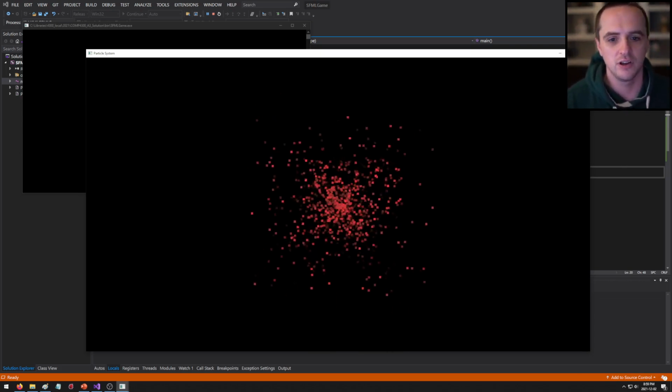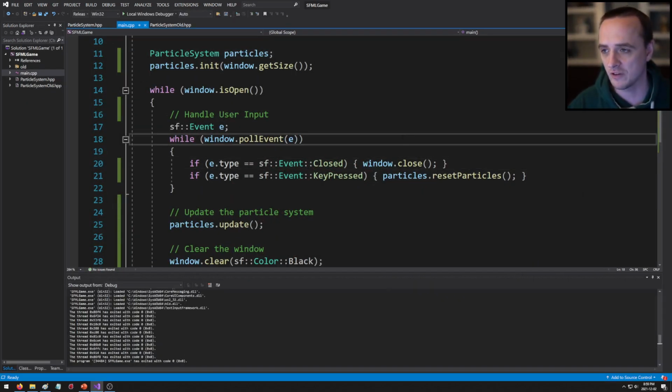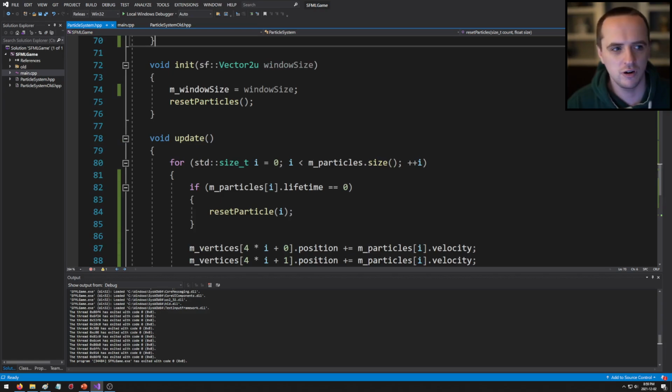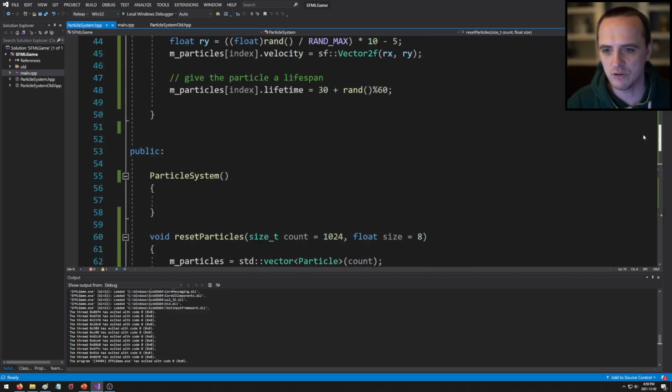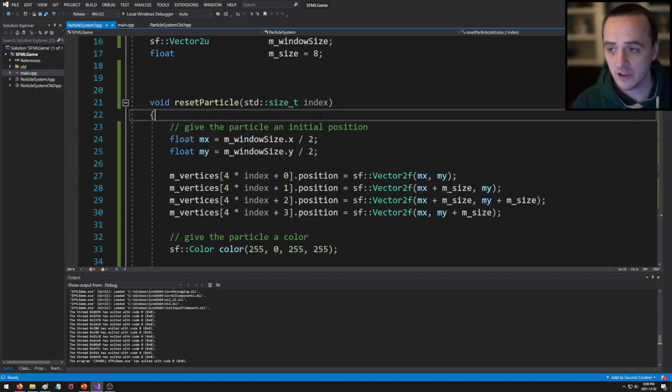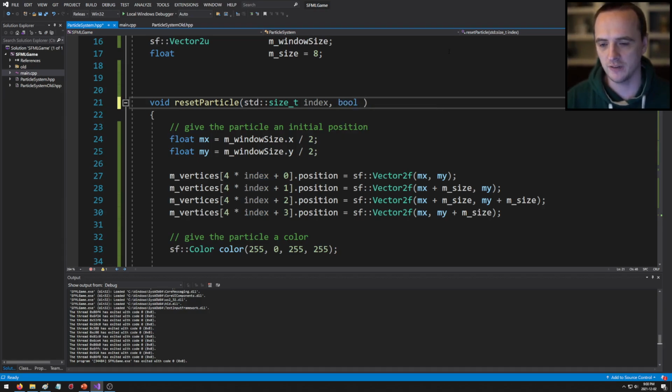So here's how I personally fix this problem. Now, there might be a more elegant solution, but what I do is the following. In my reset particle function, what I want to do is say, if this is the first time that I've spawned this particle, so at the very beginning, I want it to be invisible until the first time its lifespan expires. So in here, I'm going to have a Boolean that I pass into reset particle, which is called first, and that's by default going to be false.